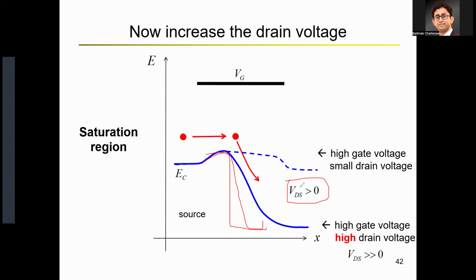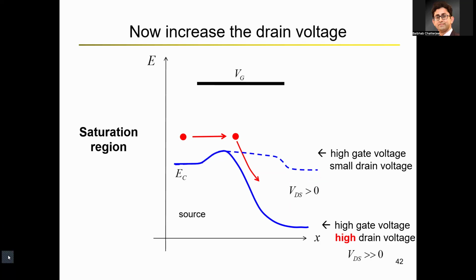Which means that after a certain positive VDS, even if you increase the VDS, the amount of current, or the number of electrons moving from the left side to the right side in a unit amount of time, will not change. And that is actually denoted as the region of saturation, where the current saturates and does not increase anymore.